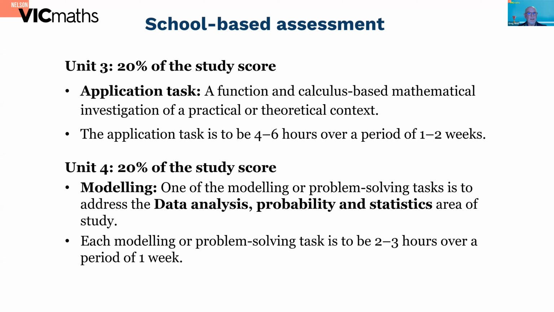So when we look at the assessment, the type of assessment is now exactly the same. So the application task is still there. That's worth 20% of the study score. And for unit 2, there's still 2 modeling problem solving tasks. One of those has to be on data analysis, probability and statistics. So that's the only change there is the percentages rather than the task.